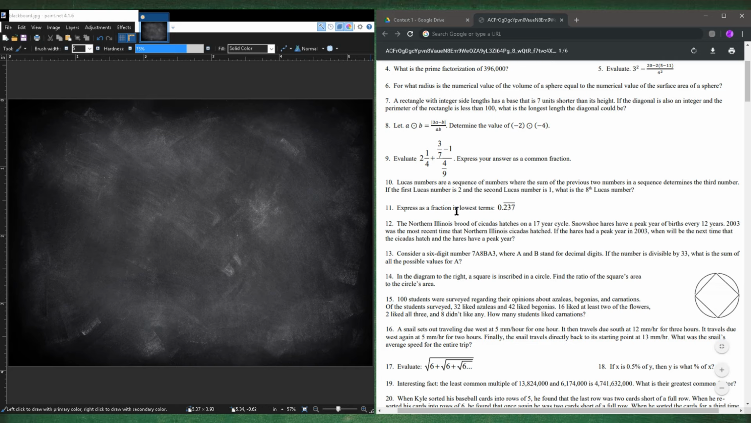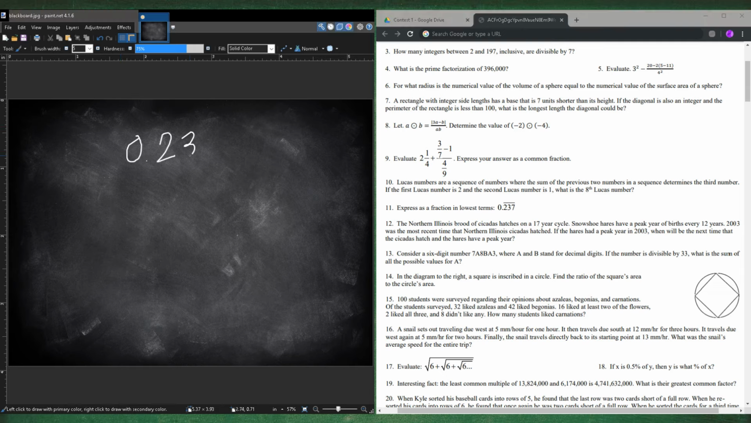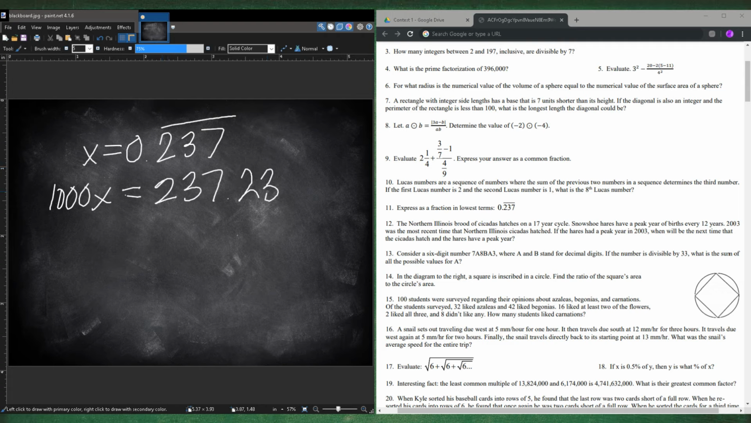Question 11. Express as a fraction in the lowest terms. 0.237 repeating. This I refer to as a repeating decimal. So what you do is you set the variable as x, and you want to get the same repeating part right here. So what you gotta do is multiply by 1,000, because then you can move it 3 decimal places over, and the next repeating part will also be 237. So it'll be equal to 237.237. You see how this is repeating after the decimal point?